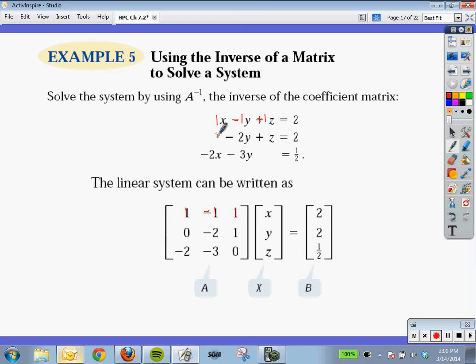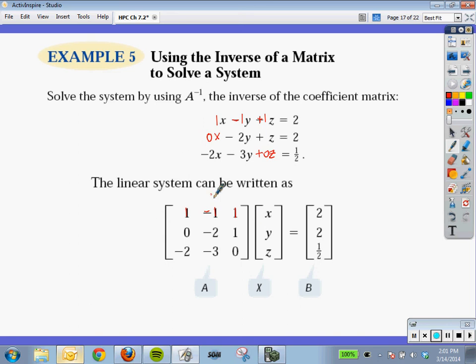Okay? And then in the second row, we don't have any x value, so we can think of that as 0 times x. And then we have a -2 and then a 1. Here we have a 0, a -2, and a 1. And then in the third row, we don't have any z values, so we can think of that as 0 times z. So in our third row, we have a -2, a -3, and a 0. So that's our coefficient matrix. So far, so good? Coefficient matrix, yes? All right.